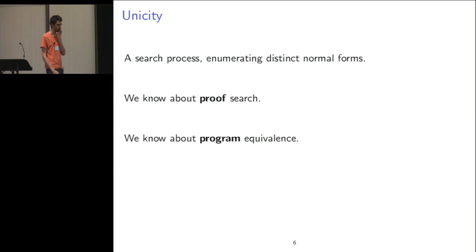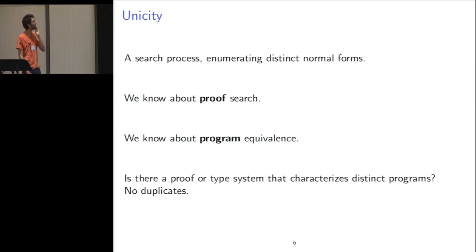So a natural idea to decide unicity is to have a search process that enumerates normal forms and to stop at 2, saying, no, this is not unique. We know about proof search, so this enumeration process, we have many ideas and techniques to do that. And we know about equivalence of programs. So what we want here is a proof or type system that characterizes distinct programs in the sense that when you enumerate the valid programs in this type system, you never get duplicates, because otherwise you cannot stop at 2 and say, no, it's not unique. You might have duplicates.